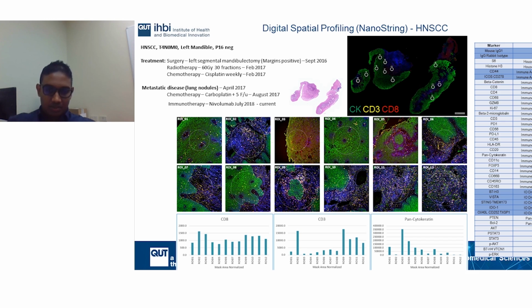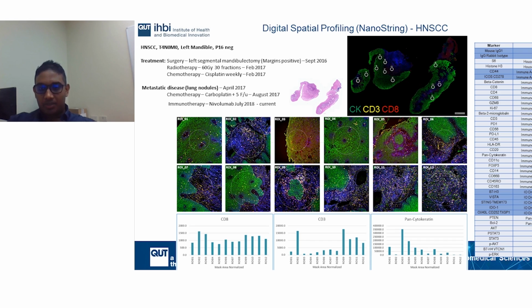And this is just a snapshot. At the bottom, the graph just shows the variation in individual markers per region of interest. So we can see whether a tumor-rich region is high in cytokeratin, just to understand whether the assay worked or not initially before we go into the multi-marker work.